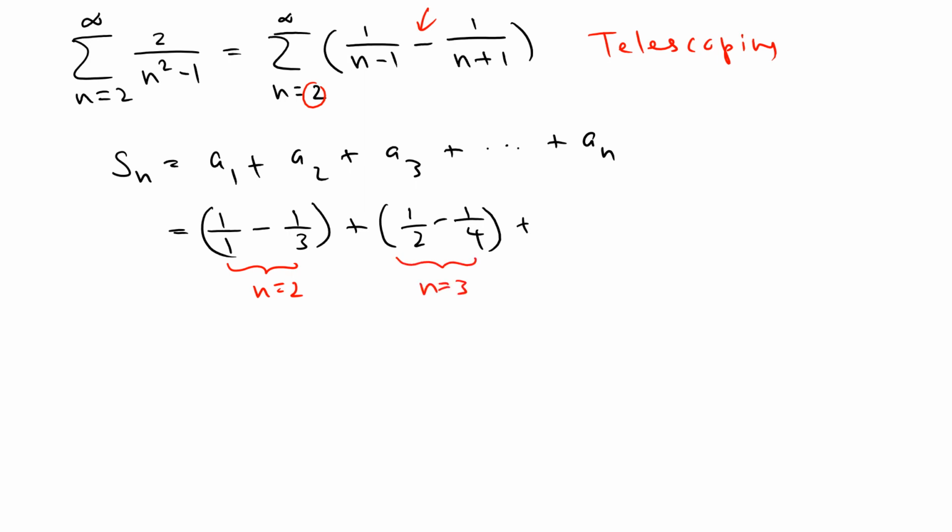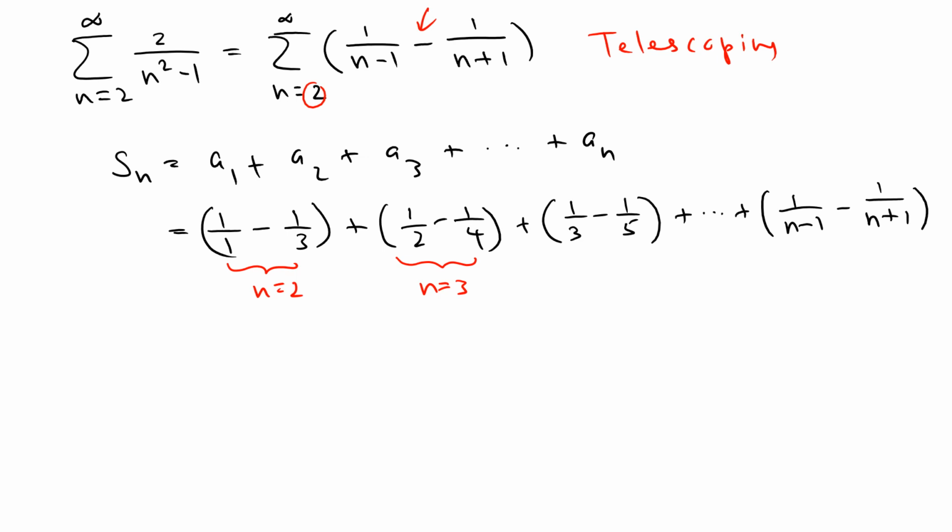Then you plug in n equals 4, so you get 1/3 minus 1/5, and so on. And the last term, if you plug in n, you're going to get 1 over n minus 1 minus 1 over n plus 1. So that's what we have.